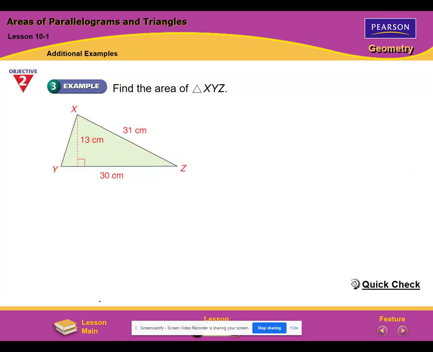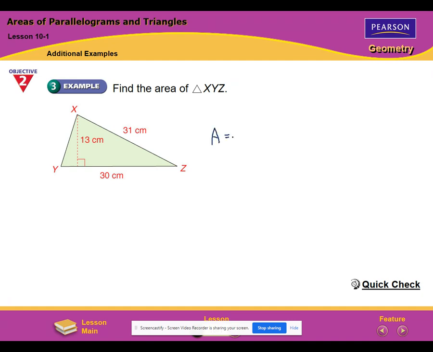Here's a triangle. Again, there's a base and a height, and then there's a leftover number, a number that you will not use. The 30 is the base, from Y to Z, 30 centimeters. 13 corresponds to that as a height. The 31 is nothing. Leave it out.